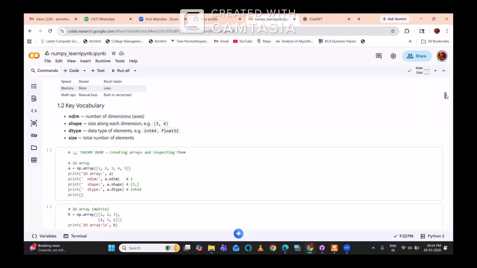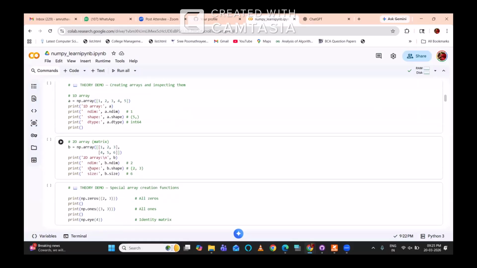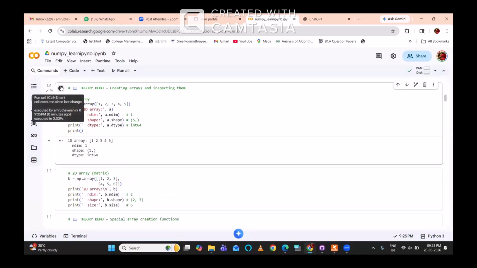So on printing a, you can see the Numpy array itself. On the second row, you can see the dimension. On the third row, you can see the shape. And on the fourth row, you can see the data type. Okay. Can you just execute that? See, we can see the output. Anybody is having any confusions?